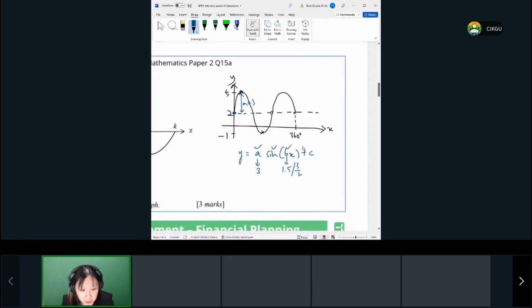3.5 for C? No. Overthinking already, Vignesh. Out of all three, A, B, and C, C is the easiest. Yes, 2. Middle value. Just find where the middle is, then copy and paste. Done. So the final answer: y equals 3 sine, fraction 3/2 or 1.5 also can, x plus 2. Done. That's it. Nothing else.